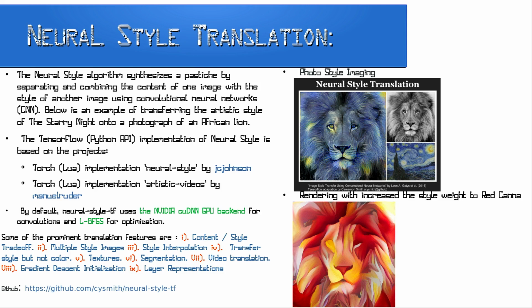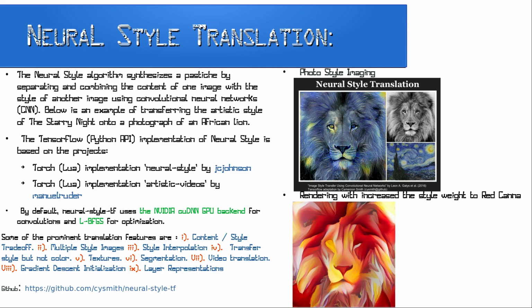Point number 8, gradient descent initialization. The initialization of gradient descent is controlled using the flag -init_image_type for single images and -init_frame_type or -first_frame_type for video frames. White noise allows an arbitrary number of distinct images to be generated, whereas initializing with a fixed image always converges to the same output.